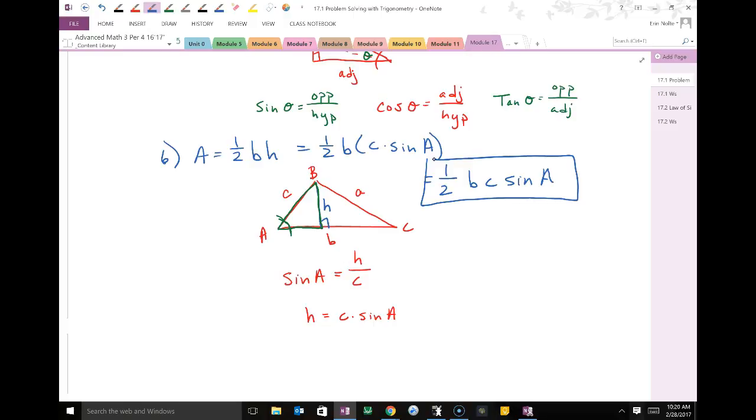What scenario do we have right here? If we have the B, the C, and the A. Do you see which side lengths we're talking about, or pieces of this triangle? We're talking about the C, the A, the B. What scenario is that? Side, angle, side. So here is a big piece of this area formula. We can only use it if we have a side, angle, side scenario.